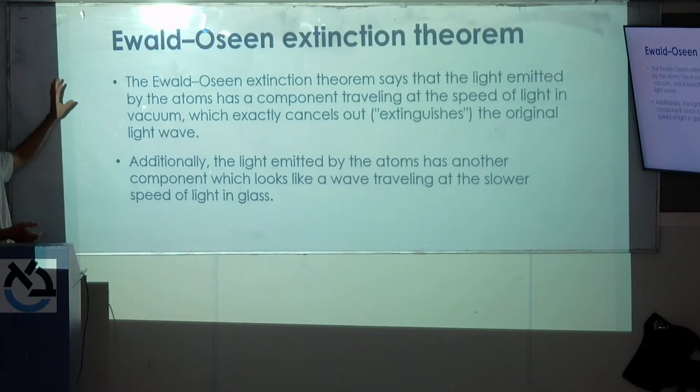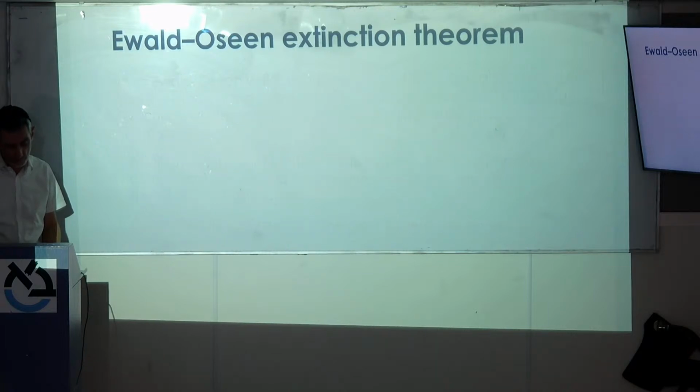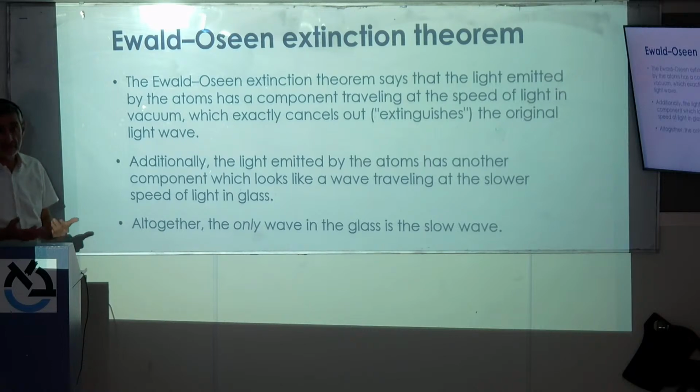So this guy actually, it's not one guy, it's several people. They claim that there is an emission that cancels. So that's why it is called the extinction theorem. You have an emission from the atoms, from the particles, from the dipoles, that completely cancels the incident light inside the scatterers. So altogether, the only wave in the glass is the slow wave, the wave at the speed c over n, where n is the index of refraction.